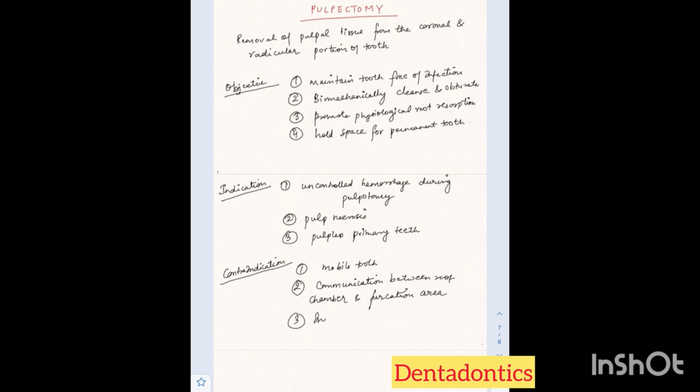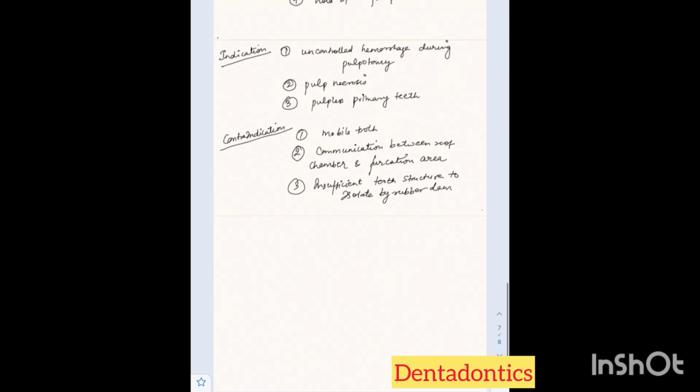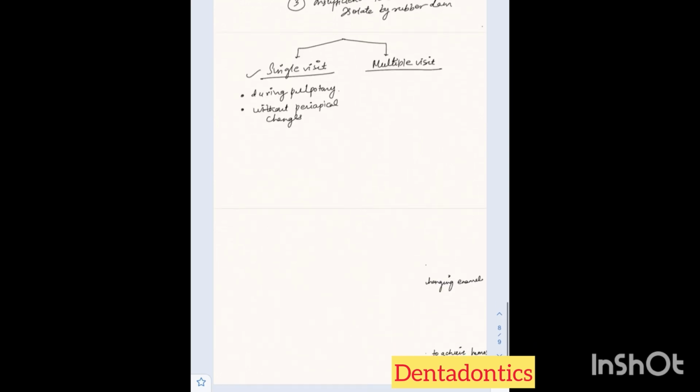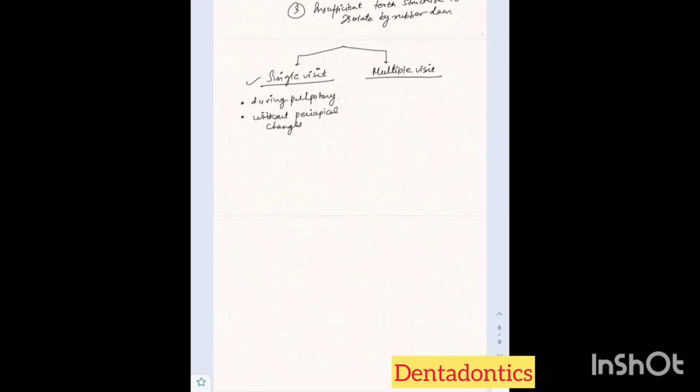Single visit pulpectomy is done in those cases where the pulp is exposed during the pulpotomy procedure, and it is an on-the-spot decision taken during the pulpotomy procedure, and the tooth is without periapical changes. So first isolation of the tooth is done and local anesthesia is administered. Then the access cavity is prepared and the pulp chamber is deroofed, all the coronal pulpal tissue is removed, and the radicular pulp is removed with the help of a broach and the canal is completely prepared.